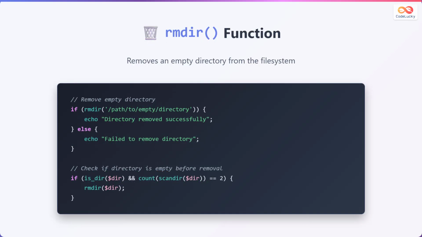The rmdir function removes an empty directory from the file system. It takes the directory path as its only argument. It is important to note that rmdir can only remove empty directories. The example shows how to remove an empty directory and checks if the removal was successful using an if statement. Additionally, it demonstrates how to check if a directory is empty before attempting to remove it, using is_dir and scandir.